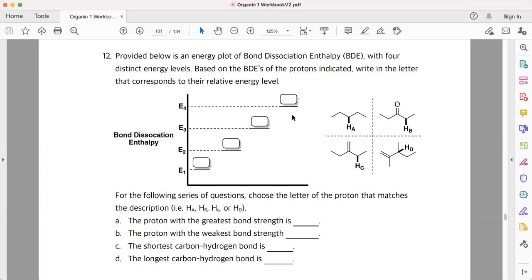Okay, so we've already done a problem that's similar to this, so you can imagine looking at all the structures to the right and basically scribbling out where it says HA, HB, HC, HD, and just drawing a radical at that position. So I'm going to do that over here. So that's HA. That's HB.